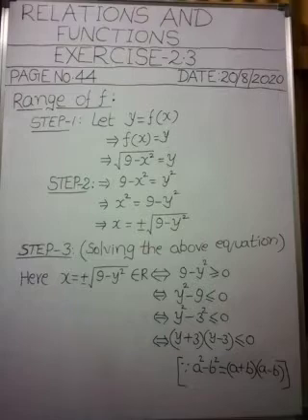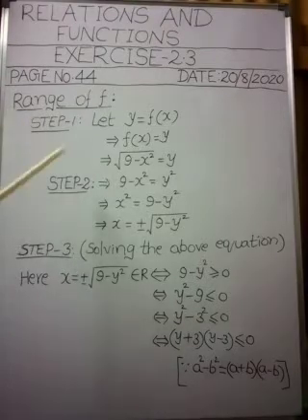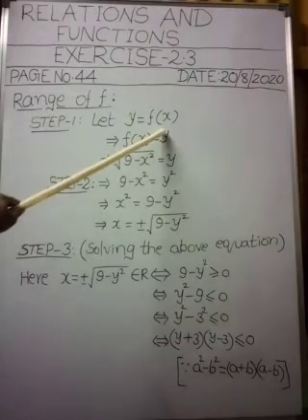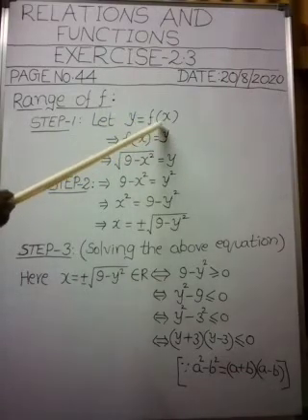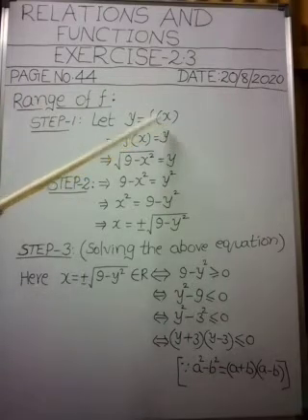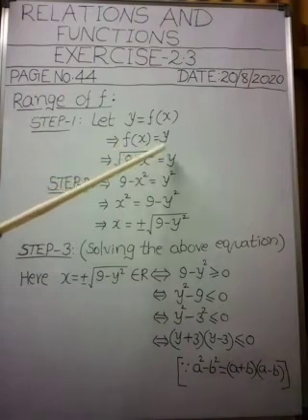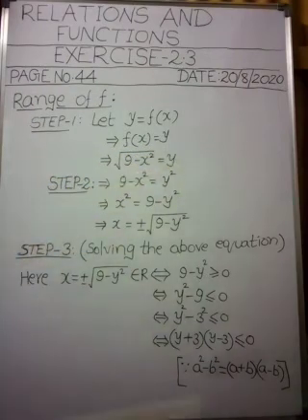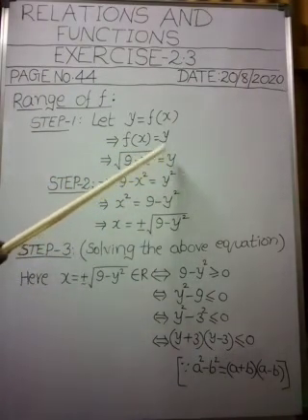In the previous class, in yesterday's video, we have discussed this. Remember the steps. What is step 1? We have to assume that y is equal to f of x. We have to write this equation. They don't give it. We have to follow these steps. So y is equal to f of x, this implies f of x is equal to y.